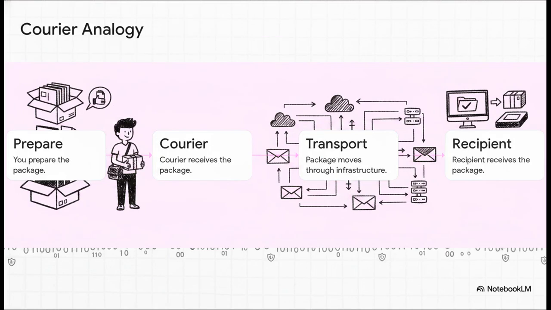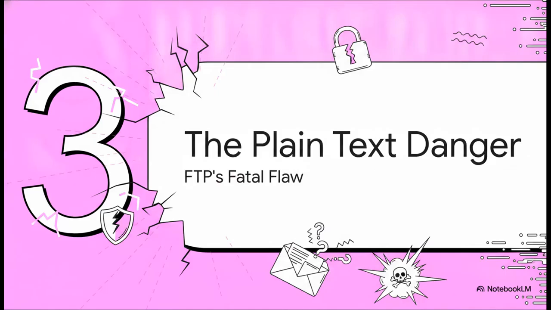Think of FTP exactly like a digital courier service. It's really that simple. Step 1, you prepare the package. Those are your files. Step 2, a courier receives the package. In our digital world, that courier is the FTP client. Step 3, that package moves through the transport infrastructure, basically the internet. And step 4, the recipient, the remote server, receives and stores the package. It's standardized digital delivery perfectly for the time. But then we hit a snag. Section 3, the plain text danger.